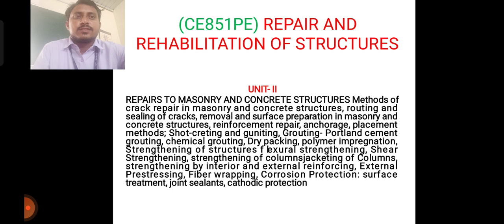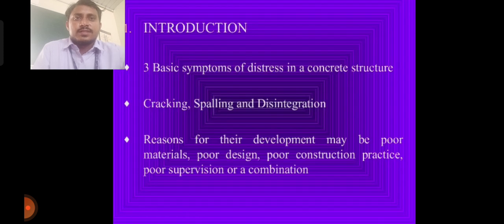Let's discuss the first one, the damages in concrete structures. I will explain how the damages occur and for what reasons. There are three basic symptoms of distress in concrete structures. We have a lot of types of damages, but the three major distresses or damages in concrete structures are cracking, spalling, and disintegration.